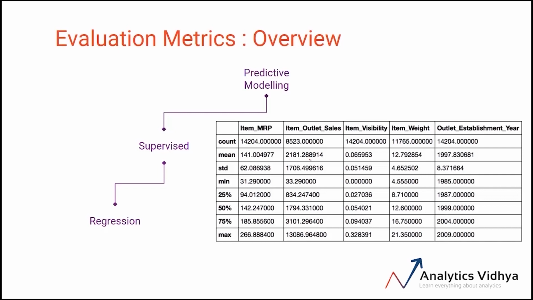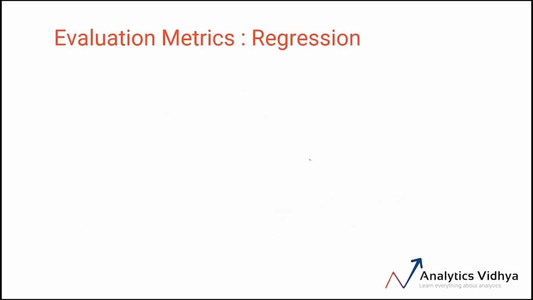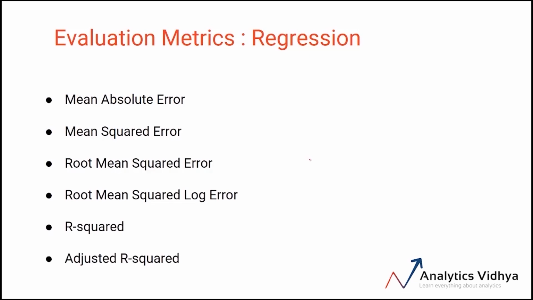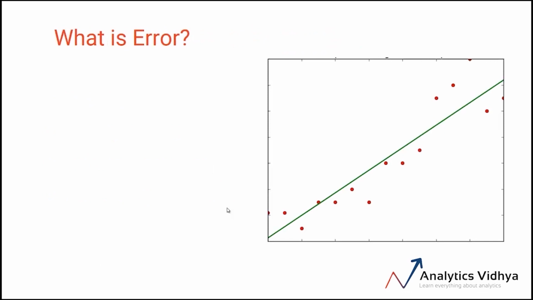To give you an overview, we'll be covering these metrics: the mean absolute error, the mean squared error, root mean squared error, root mean squared log error, R squared, and adjusted R squared. We'll cover the first four metrics in this video and the remaining two in the next one. But before all that, it'll be helpful to define what we mean by the term error in this context. I'll pick up an example to explore this.